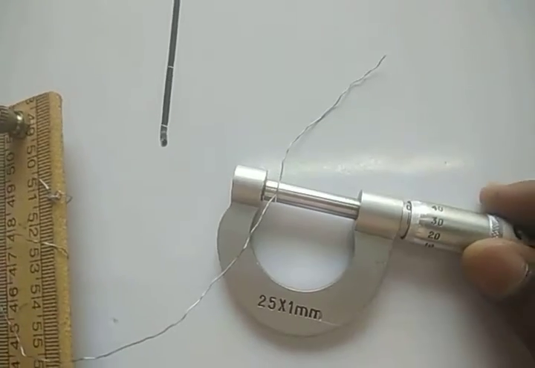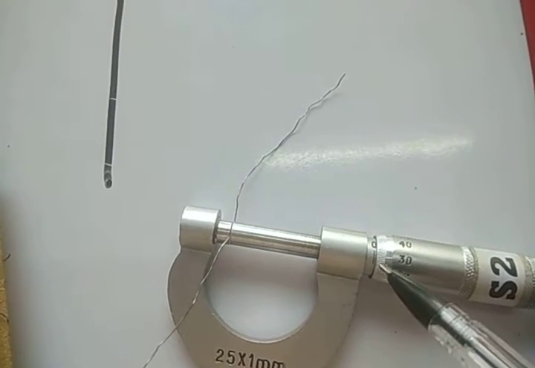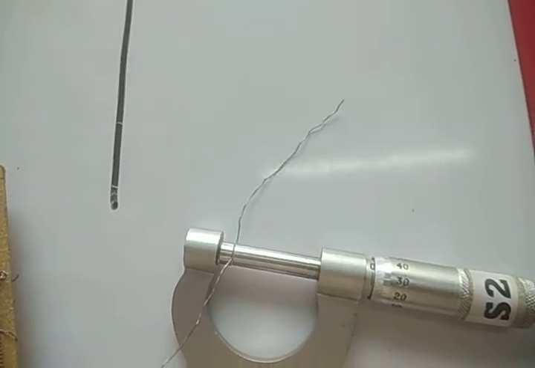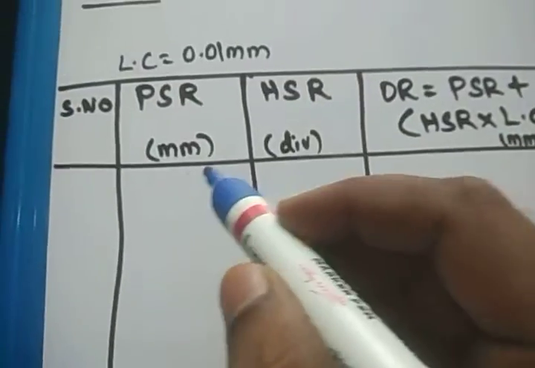So the pitch scale reading. What is the pitch scale reading? This reading is the pitch scale reading. It shows only 0, not a 1 reading, not at all. So the answer is, what is the reading for pitch scale? This is 0.